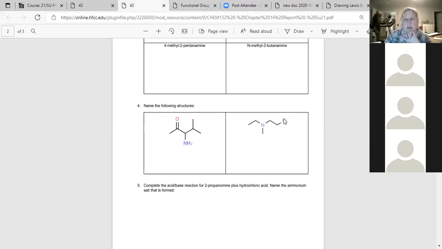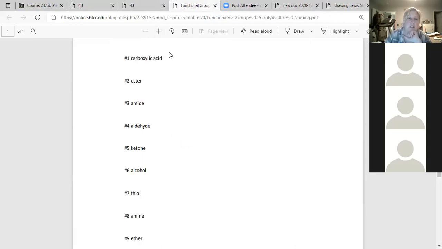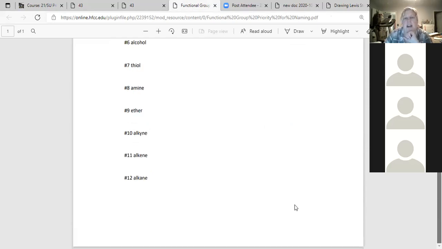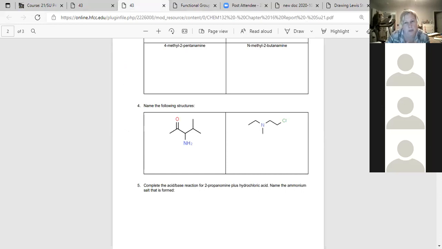Okay. We have a chloro group here. Chlorine is what, a halogen, right? We have an amine. This is what, primary, secondary, or tertiary? Tertiary. Okay, we're still looking at the amine here. So if you look here, all the way down, I didn't even put halogens in here because they're below all of this, okay? So if you can match things up, it might help you a little.